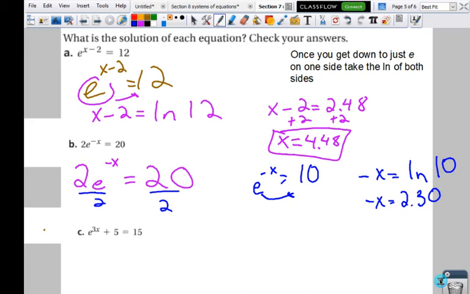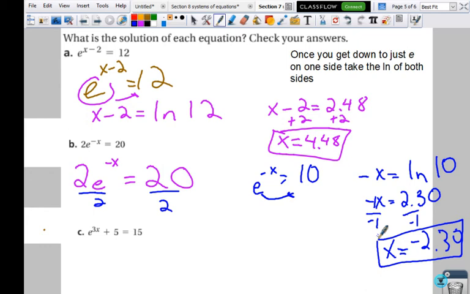But I'm not done. I gotta get rid of that negative in front. How do I get rid of that negative in front, James? Divide it by what number's in front of the x, even though we're not writing anything? 1. But because there's a negative already, it's negative 1. So we're going to divide it by negative 1 on both sides. And we get x equals negative 2.30. And that's it.